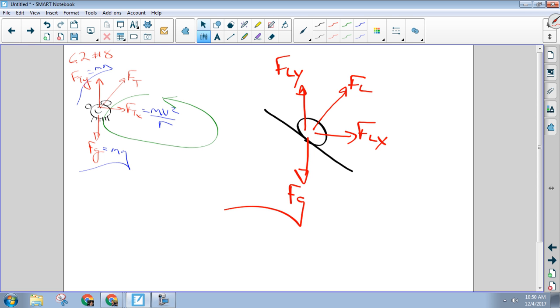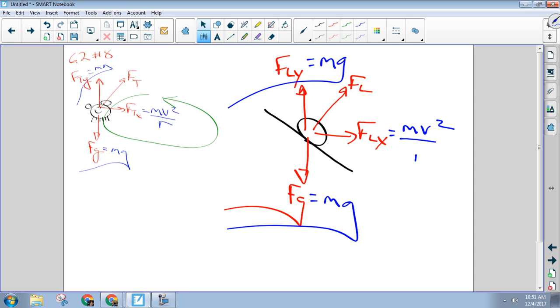Everybody happy? All right, so once again, I know that this is mg. Is the plane moving up or down at all? No, so that means the y component of my lift also has to be mg. And what's the x component of the lift doing? It's creating the centripetal force to get the plane to go in a circle, right? Follow?